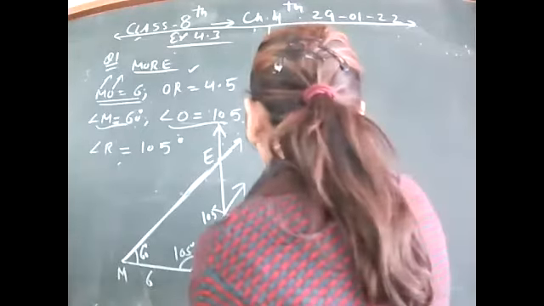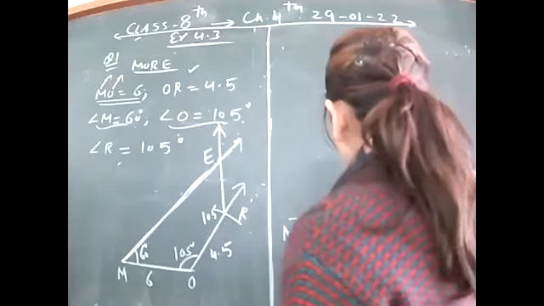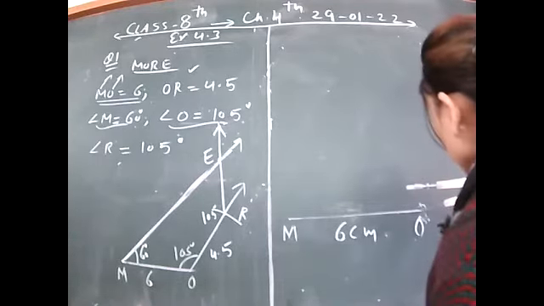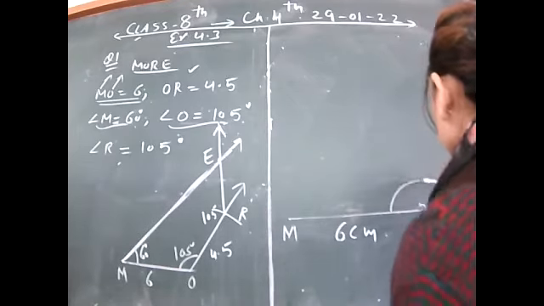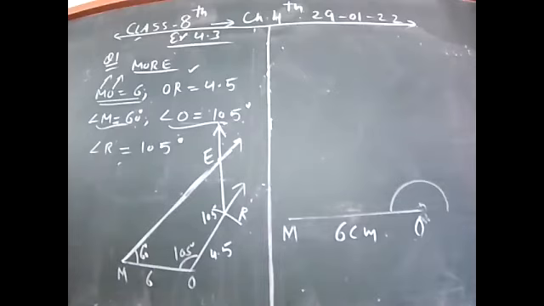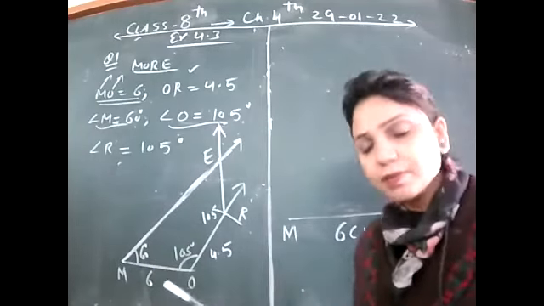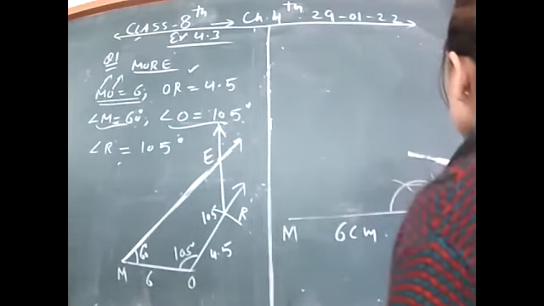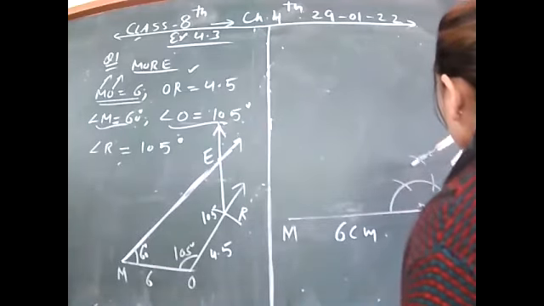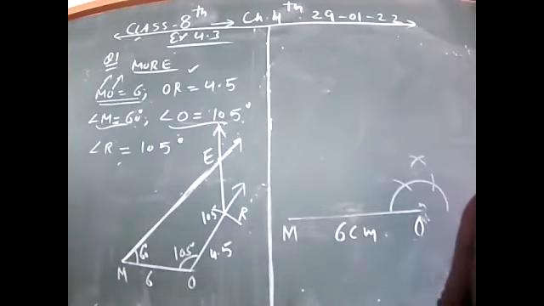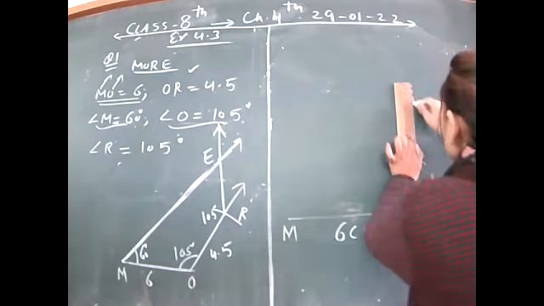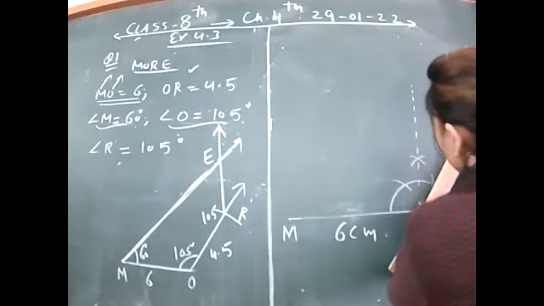This is your MO and that is 6 centimeters. At O you have to construct 105 degrees. I have already taught you 105. It will come on this side. Between which angles does 105 lie? Between 90 and 120. So this is your 60, this is your 120 and this is your 90. Just make it dotted because these are not our target. 90 and 120 are not our target. I'm just making them dotted. They will just help us to reach 105.